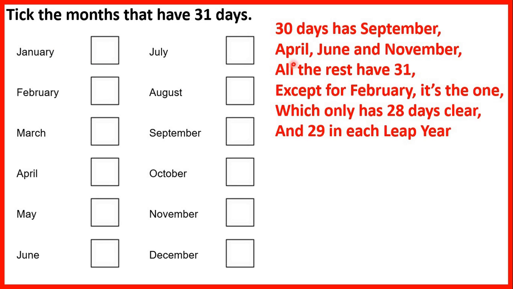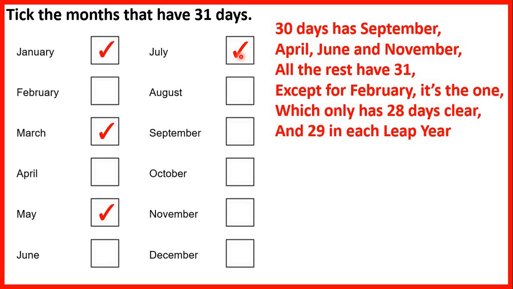So January is not mentioned in the poem, so that has 31 days. February, we know, usually has 28 days, but sometimes 29, so we don't want to tick February. March is not mentioned, so we can tick March. April, we know, has 30 days. May is not mentioned, so we can tick May. June is mentioned, 30 days has September, April, June and November, so we don't want to tick June.